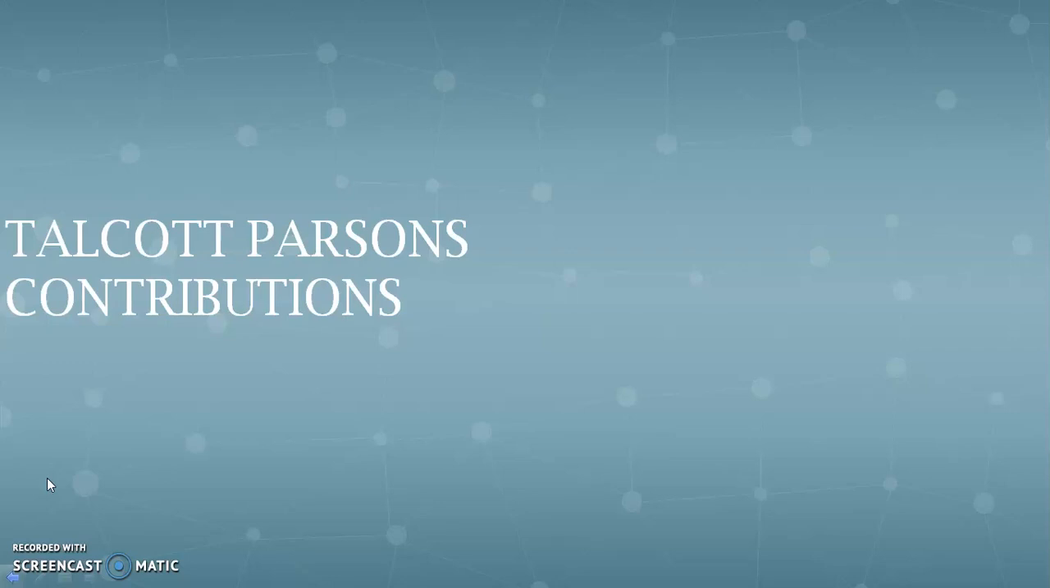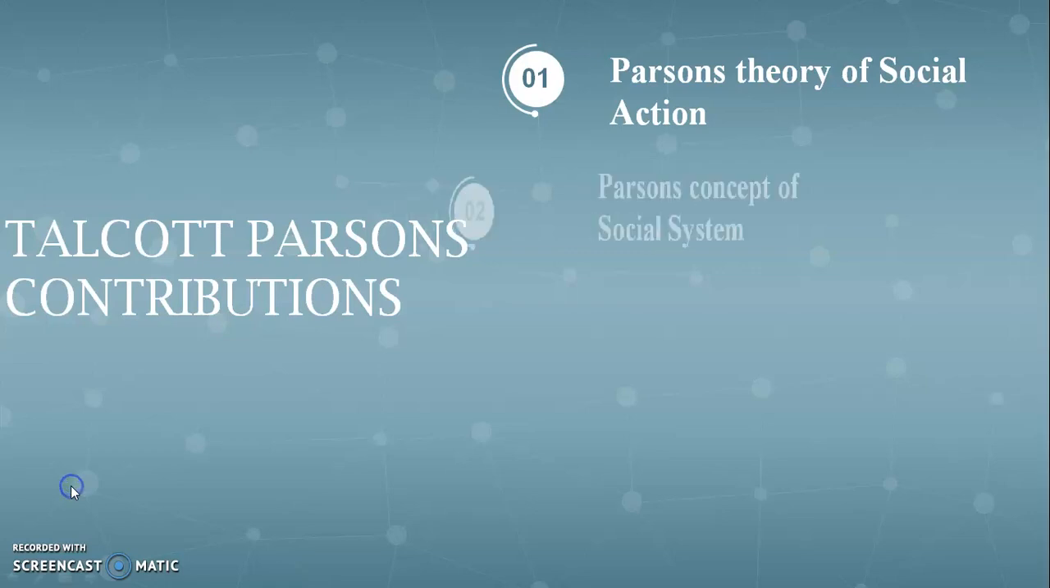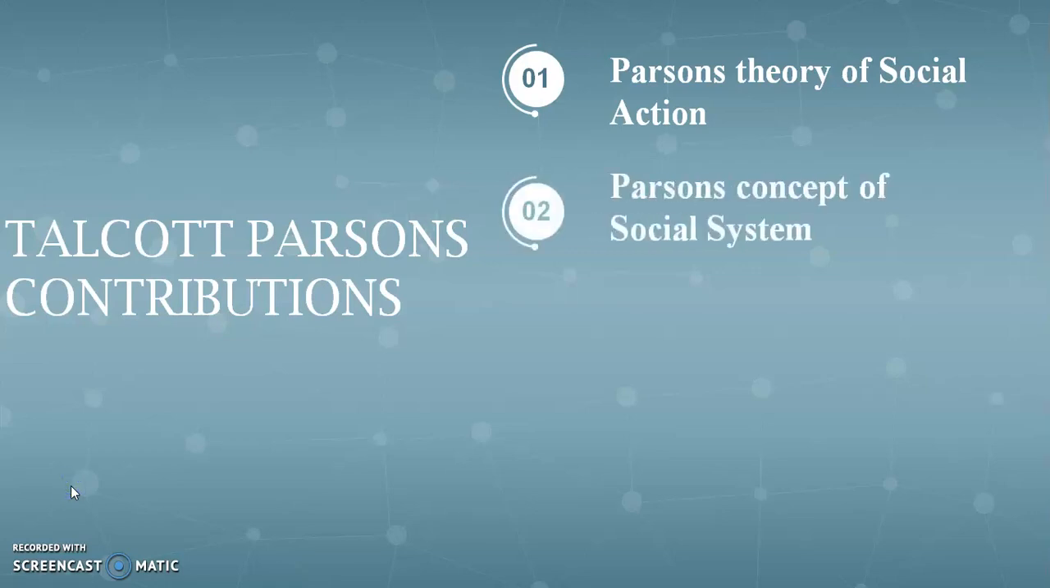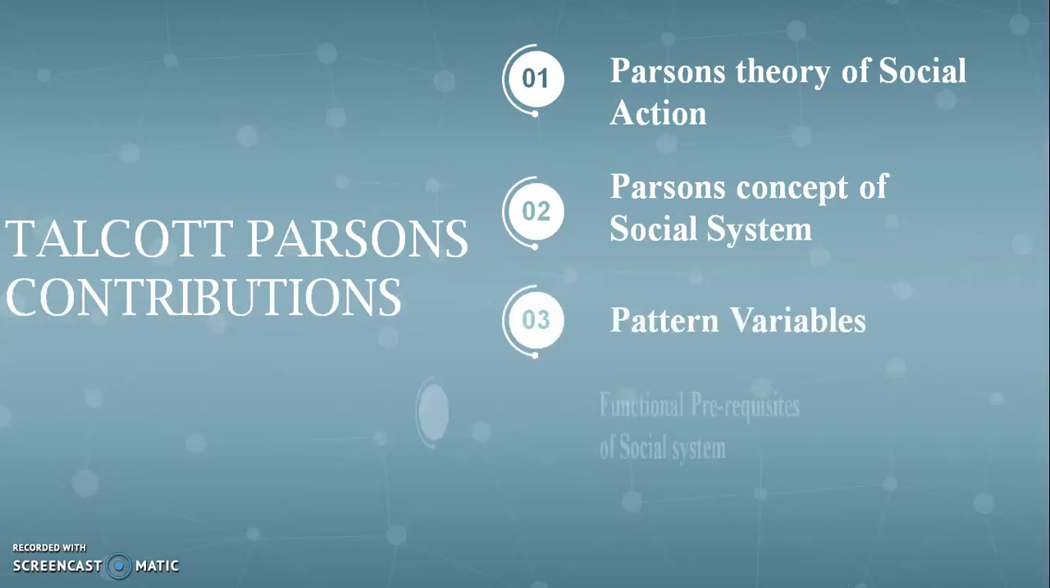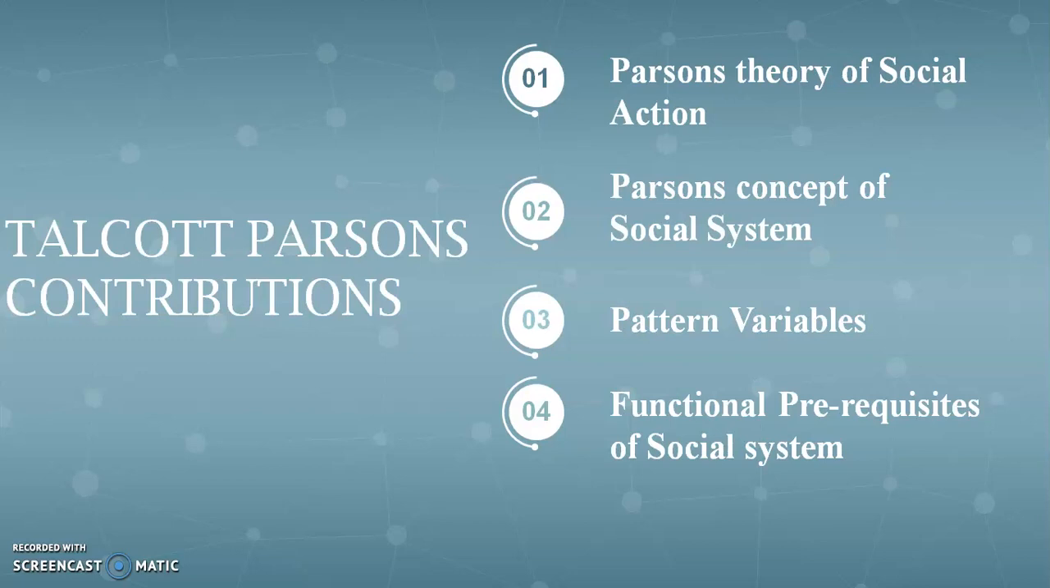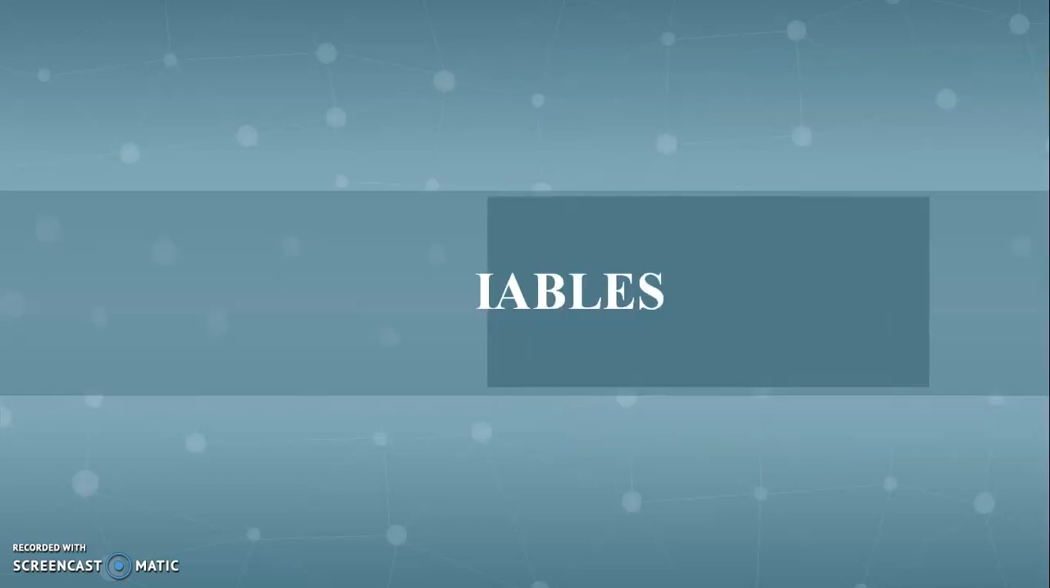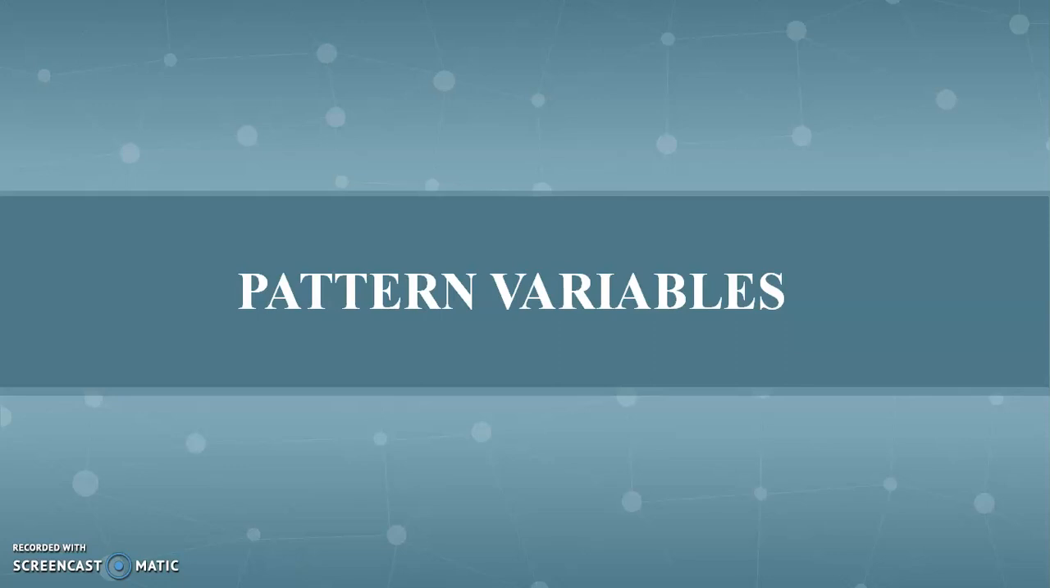In the last video, we discussed his two contributions, social system and social action. In this video, we will discuss his other two contributions to the subject sociology, and that is pattern variables and functional prerequisites of social system. So first, we will get going with pattern variables.